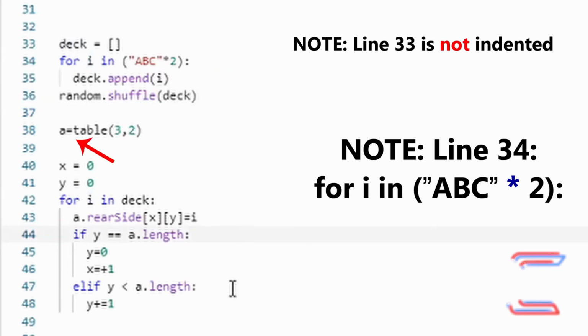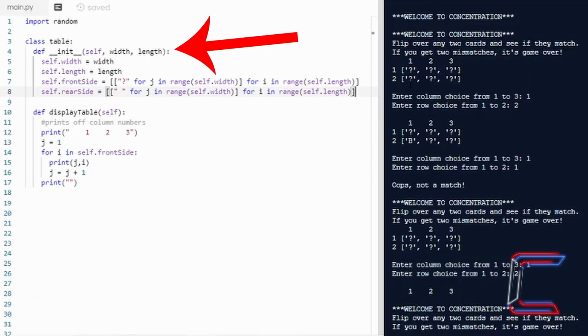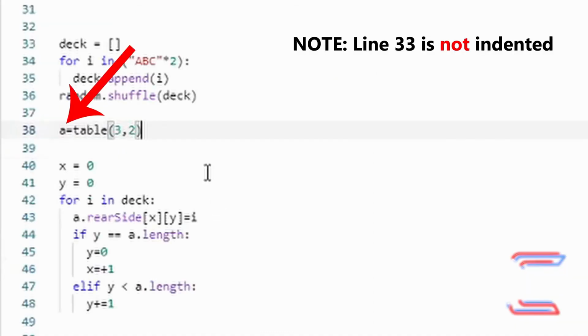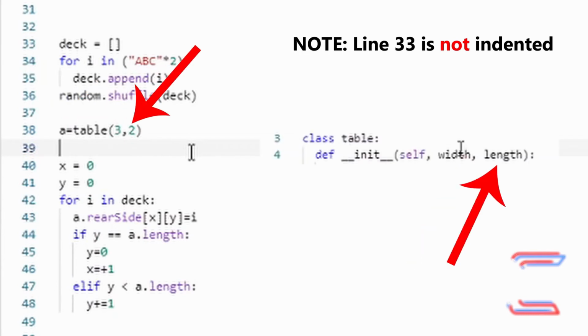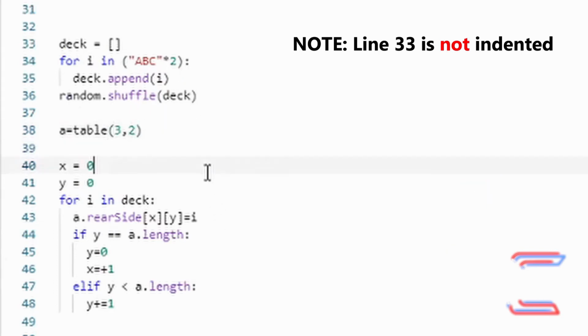On line 38, bear in mind I've used the letter A. This variable will store our table, which uses the instructions we wrote underneath the class table earlier on in my code. As mentioned before, each table will comprise a width and length. Self refers to the table identifier, and in this case the table identifier is A, and the 3 refers to the width, and 2 refers to the length. 3 columns and 2 rows.